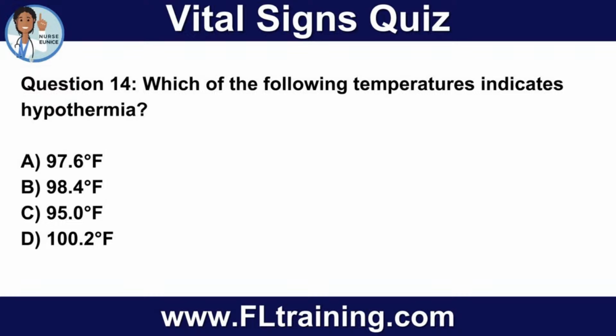Question 14. Which of the following temperatures indicates hypothermia? Is it 97.6 degrees Fahrenheit, 98.4, 95 degrees, or 100.2? Hypothermia. You got C. So for this one, you all, very good.